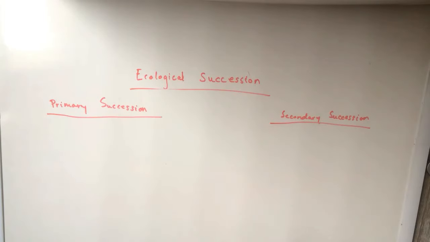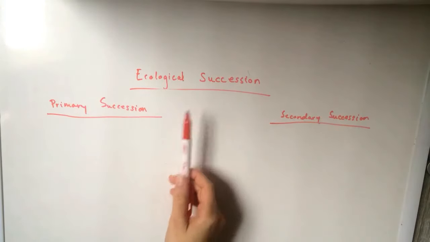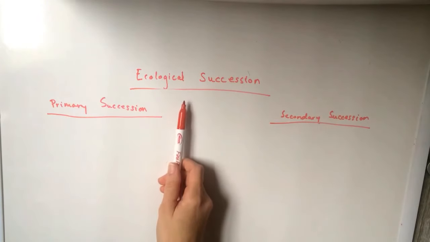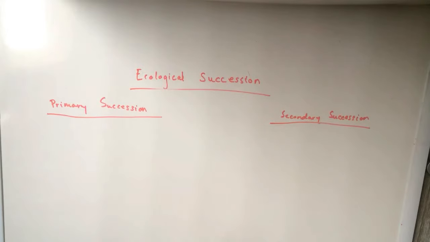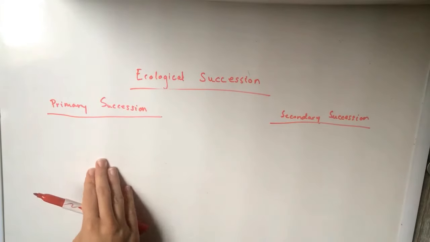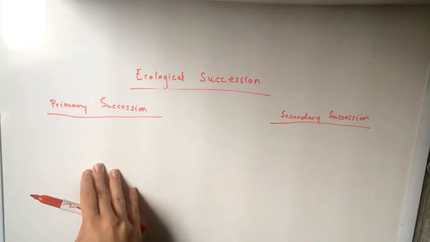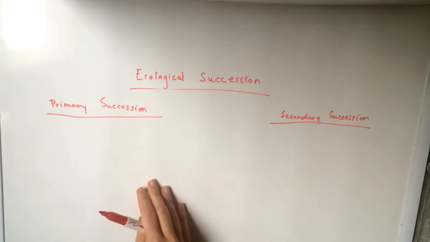Today I'm going to be talking about ecological succession, and I'm going to be talking about two subcategories in ecological succession: primary succession and secondary succession. Ecological succession is the process by which life comes back to an area from a disturbance. But the difference between primary and secondary succession is that in primary succession, life comes back from a disturbance that has little or no soil at all. Actually, no soil at all.